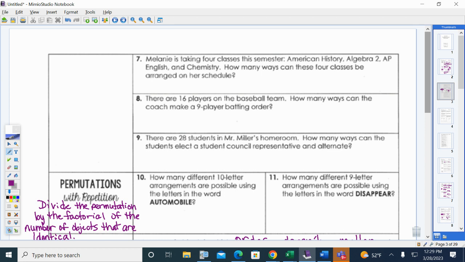Y'all, again, this is a permutation because he's selecting for specific things. The order in which he chooses, you're selecting a representative and an alternate. So I've got a permutation of 28 students, and I'm selecting 2. Again, you would put that in your calculator, and the calculator's going to tell you it's 756 ways that can happen.